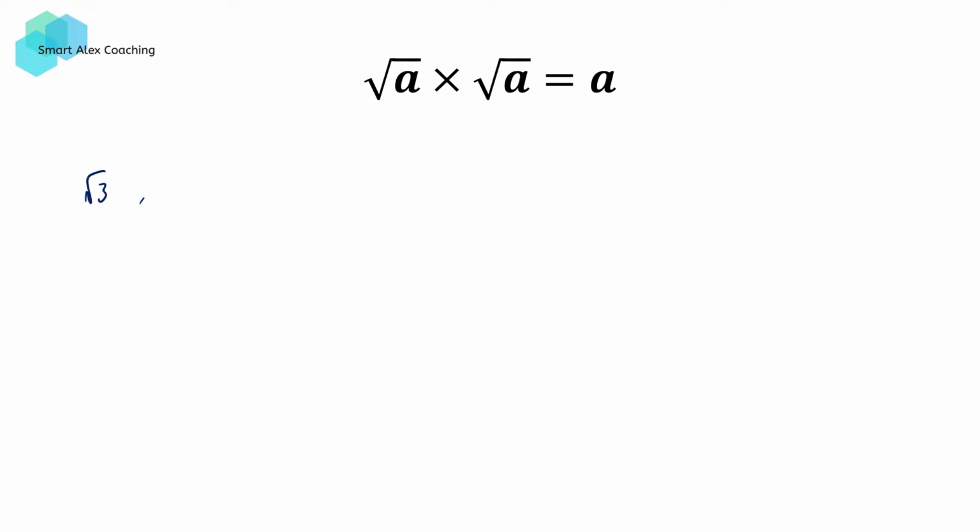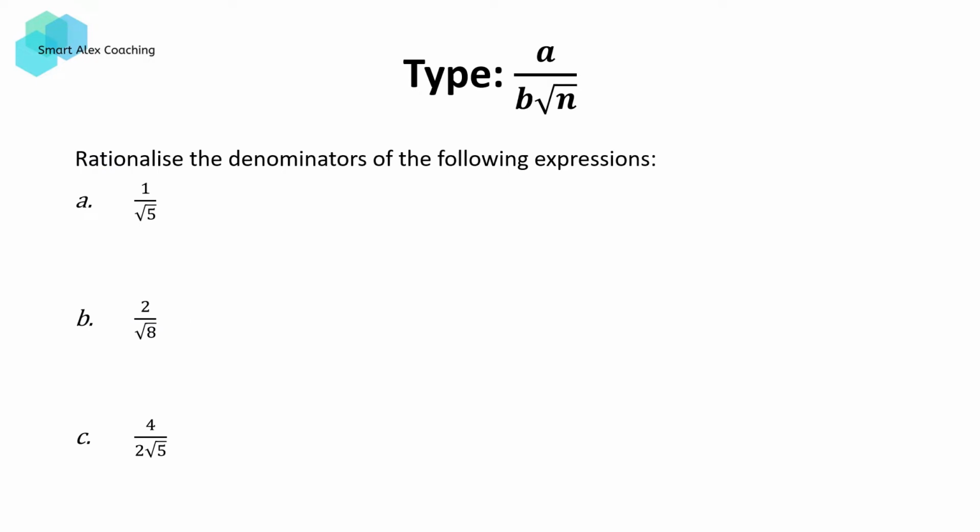Which is irrational. If you multiply root 3 by itself, root 3, this is going to give you 3, which is a rational number. Same as if you were given root b and you multiply by root b itself, it's also going to produce b, which is also rational. So we're now going to use this idea to apply to the following examples.